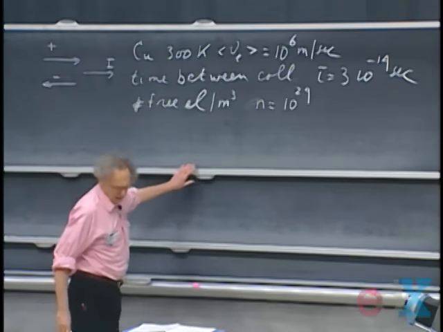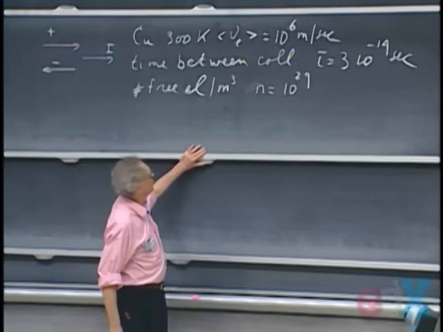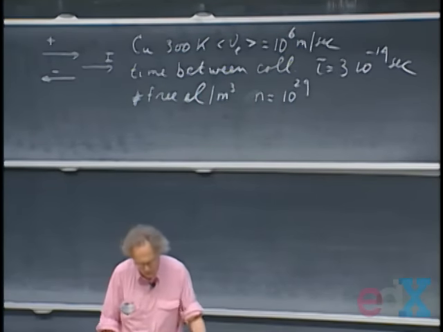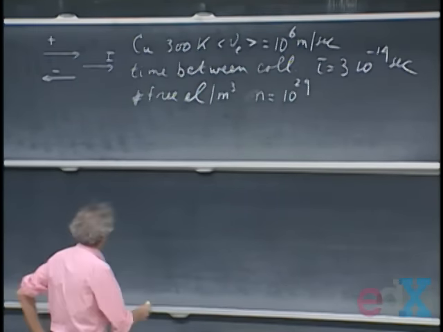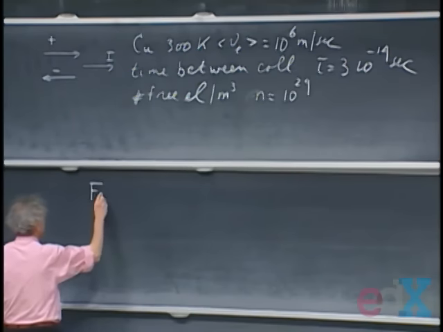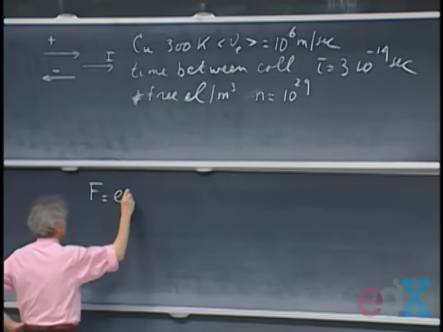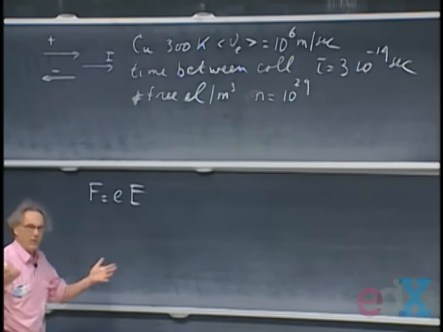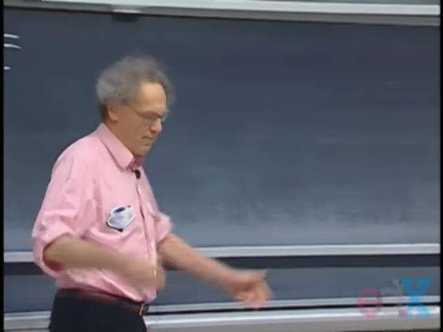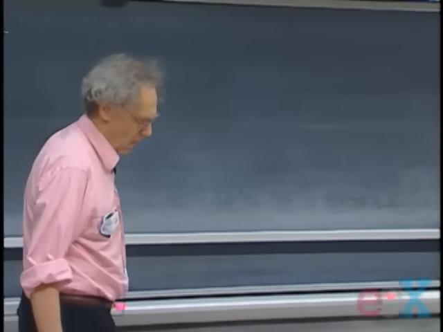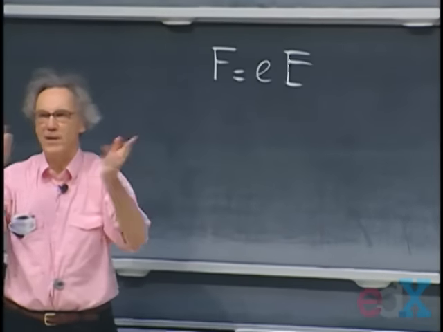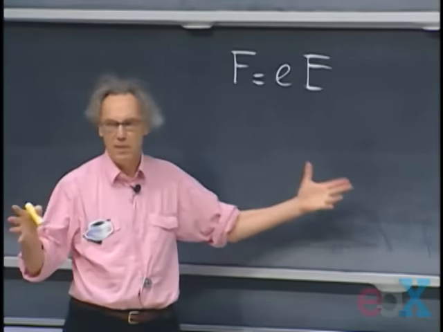So now imagine that I apply a potential difference over a piece of copper, or any conductor for that matter, then the electrons will experience a force, which is the charge of the electron, that's my little e, times the electric field that I'm creating because I apply a potential difference. I realize that the force and the electric field are in opposite directions for electrons, but that's a detail. I'm interested in the magnitudes only.